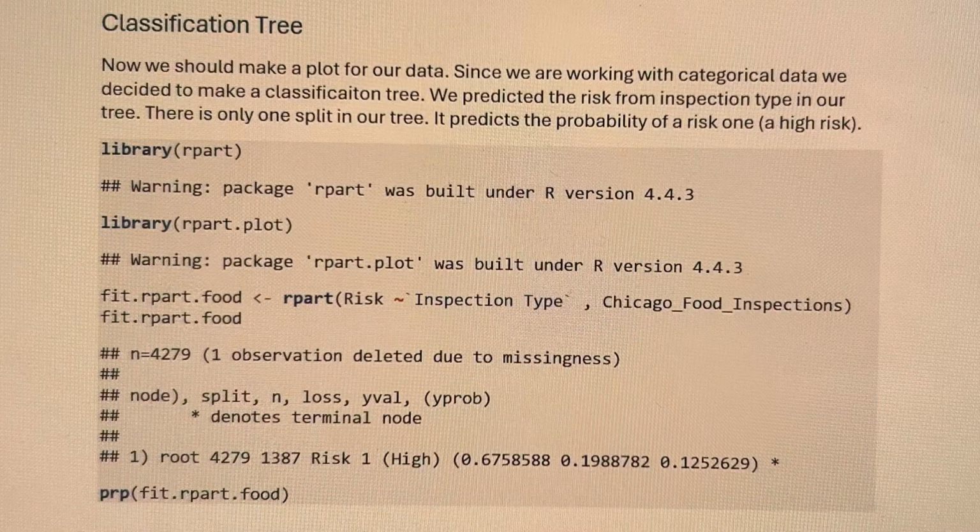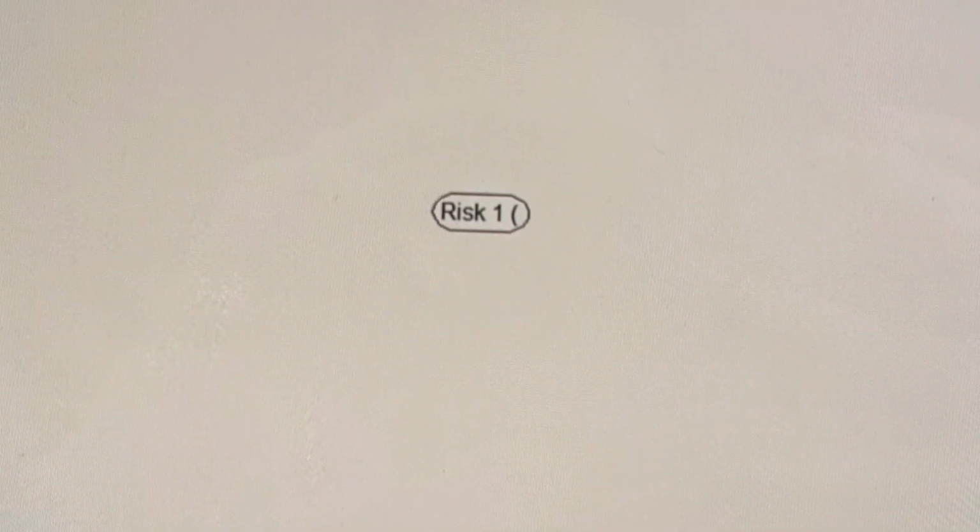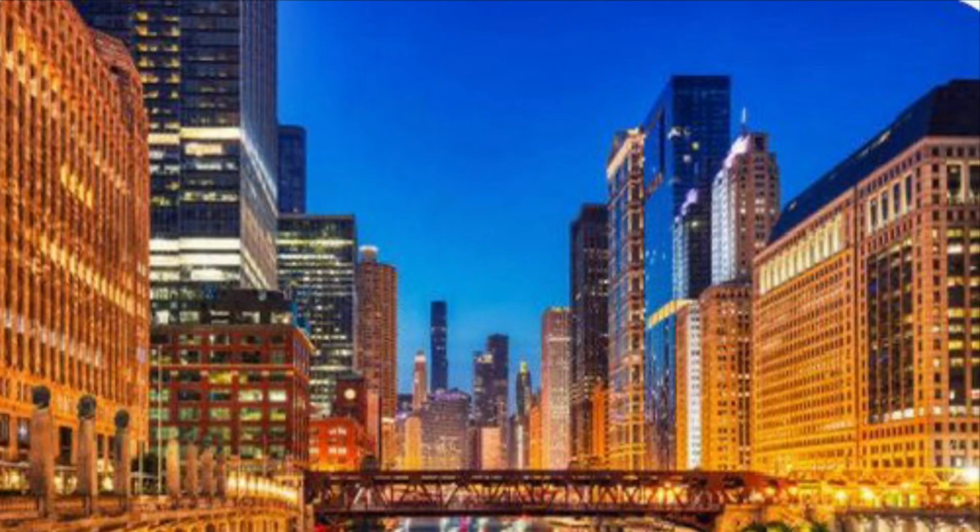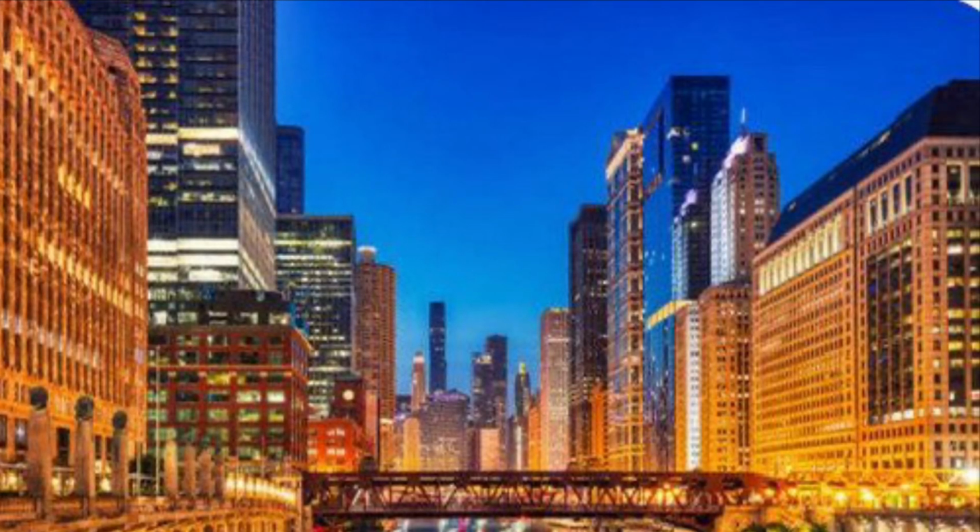Now that we've cleaned our data, it's important for us to make a plot. Since we're working with categorical data, we decided to make a classification tree. We predicted the risk from an inspection type in our tree. There's only one split in our tree, and it predicts the probability of a risk 1, which is a high risk. Now we are going to look at some of the research questions that we have asked.